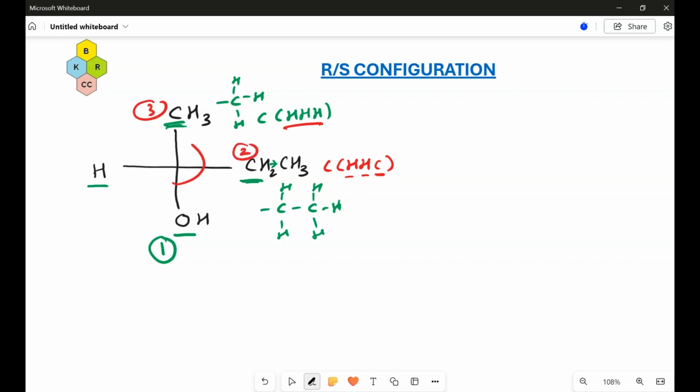So one, two, three gives a semicircle which is anti-clockwise. So I would say S. But what did I say already? H is in the horizontal position, so the configuration is reversed. R is the right answer. Very simple.